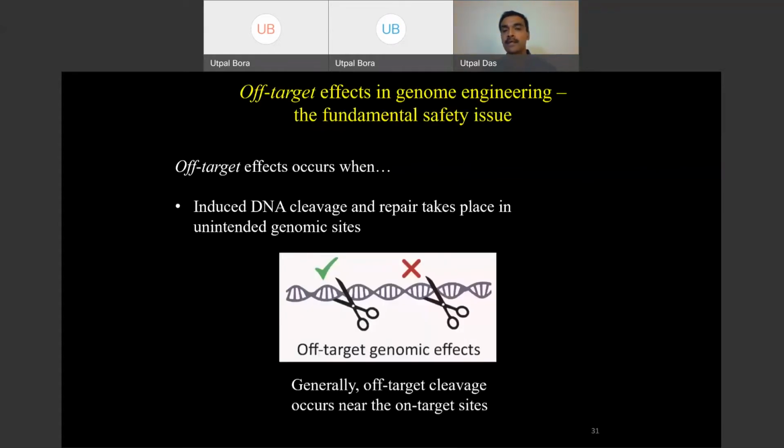And off-target effect, as I mentioned, can happen due to unintended double-stranded breaks. And usually, if you see, those unintended breaks take place near the on-target site. So if our enzyme and guides are designed to target this region, mostly, if not all the time, unwanted or unintended cleavage takes place somewhere upstream or a little bit downstream in the genome. But it is just a general thing. It's not always correct, right?